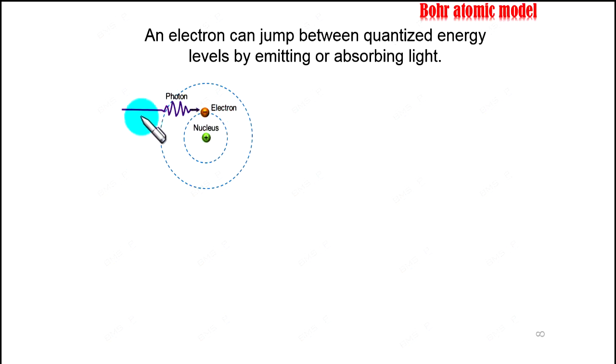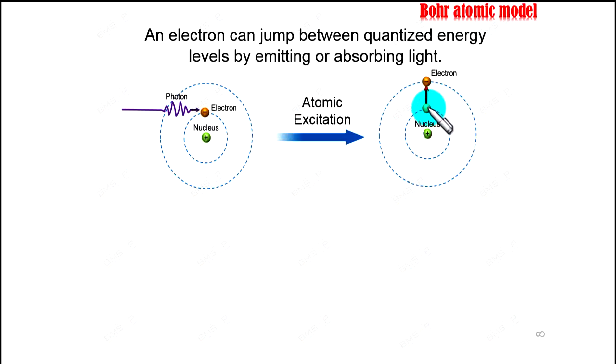If this energy of the radiation is less than the difference of the energy of these two shells, the energy cannot be absorbed by the atom. That means, suppose this energy is just sufficient so that this electron can move from this level to this level. That means, the electron will move from lower energy level to higher energy level, and this type of process is called atomic excitation, and this will happen like this. This is the initial state, this is the final state.